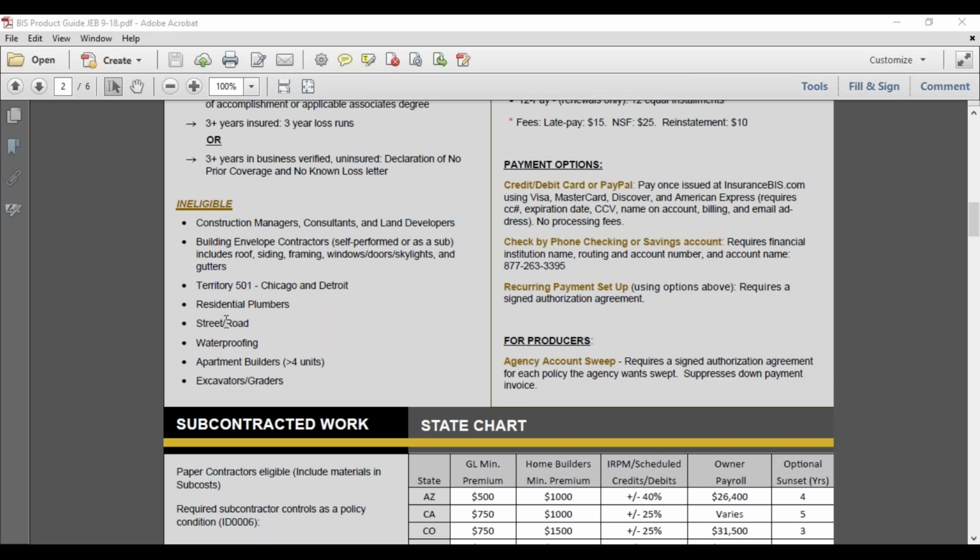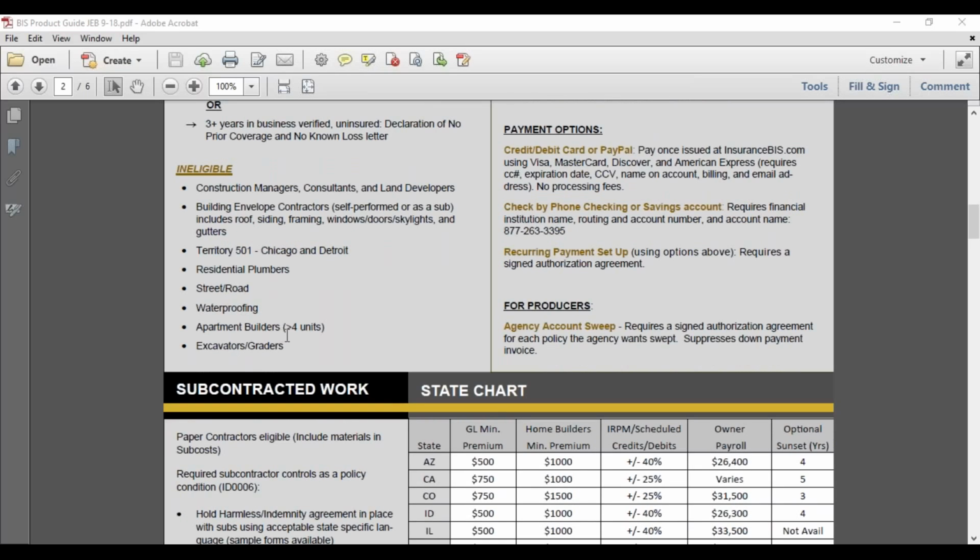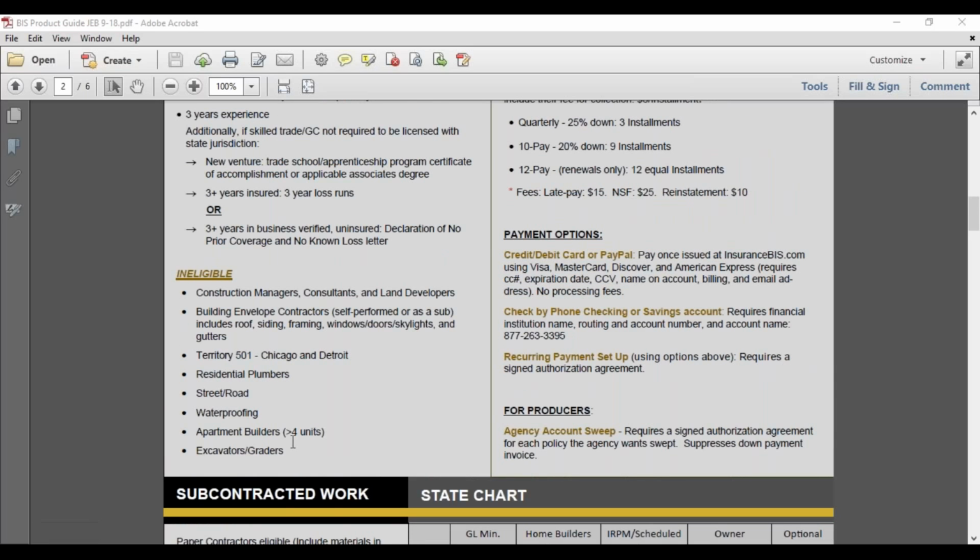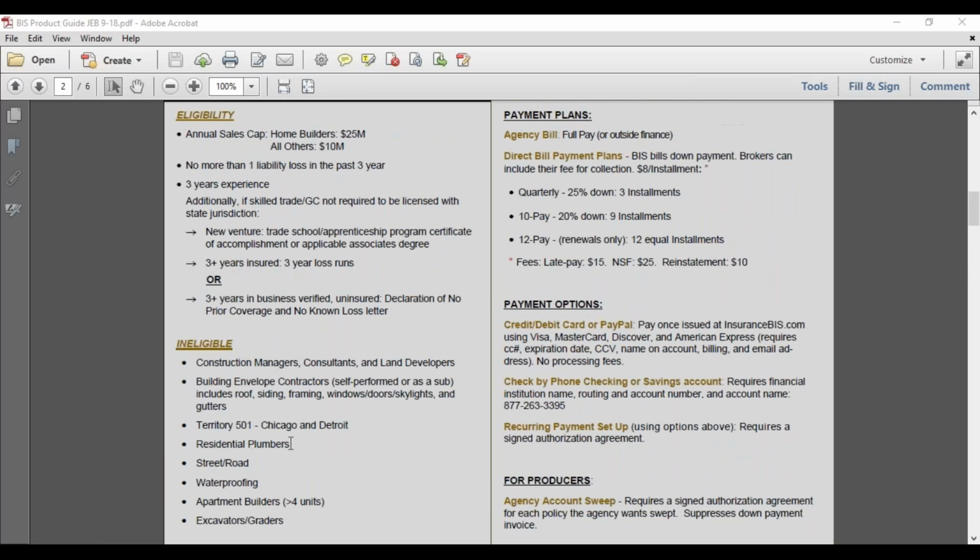Street and road guys are not eligible. Waterproofing, excavation, grader, and apartment builders are not eligible unless it's less than 4 units. But I really haven't seen that too much. Apartment builders less than 4 units. So not a market for apartment builders also.